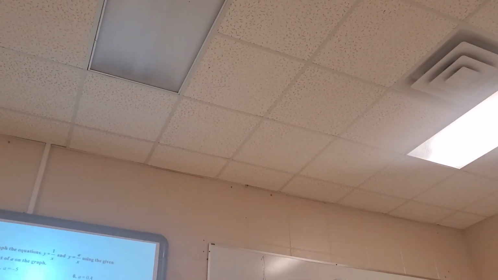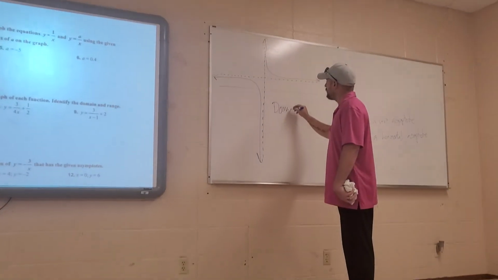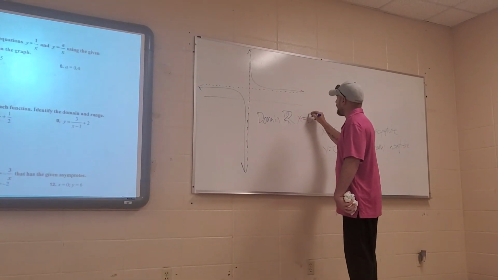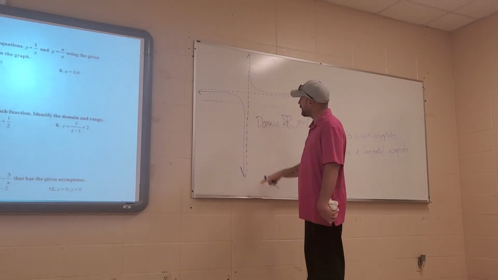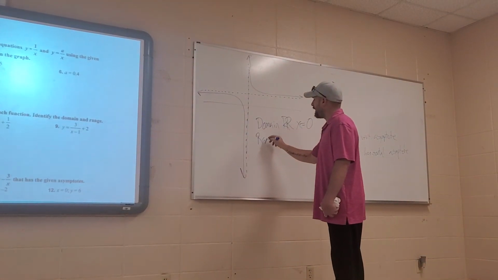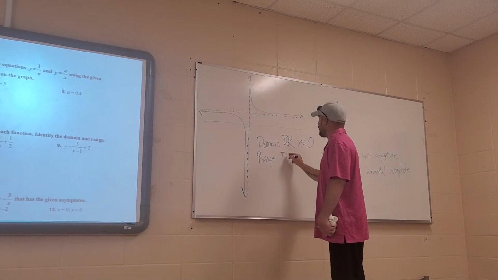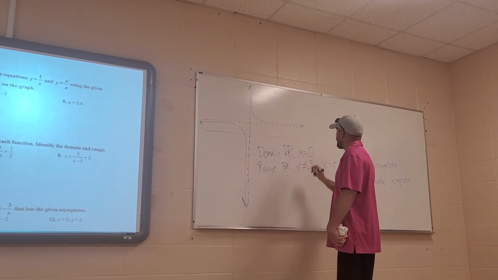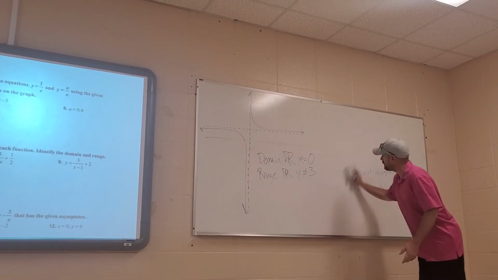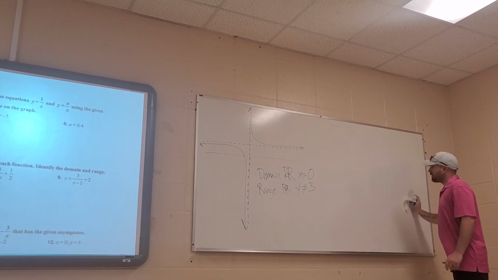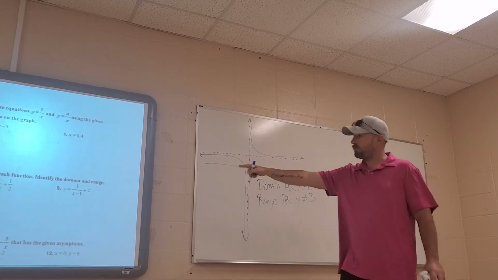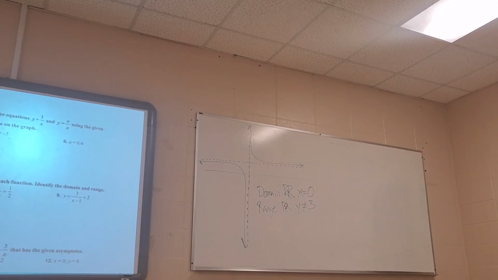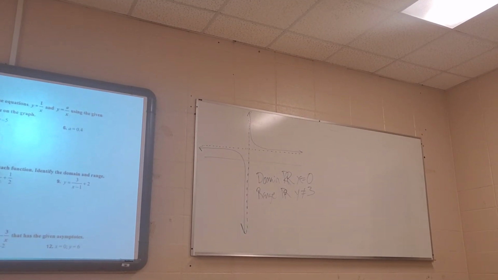So the domain here would be all real numbers. X cannot be 0, where the asymptote is. And the range would be all real numbers. Y cannot be 3. Okay? So you're going to do the same thing for those. We've been dealing with domain and range all year. Y'all should not have any trouble with domain and range.